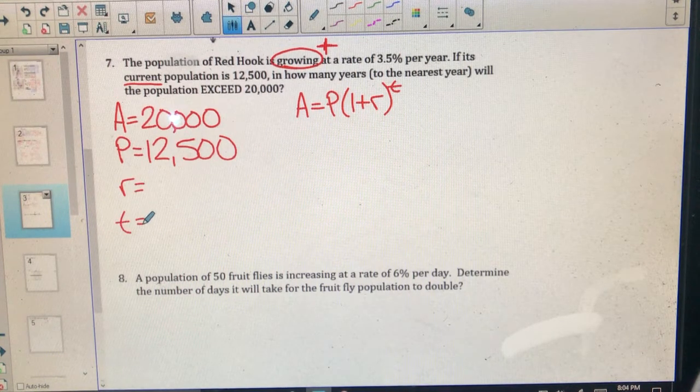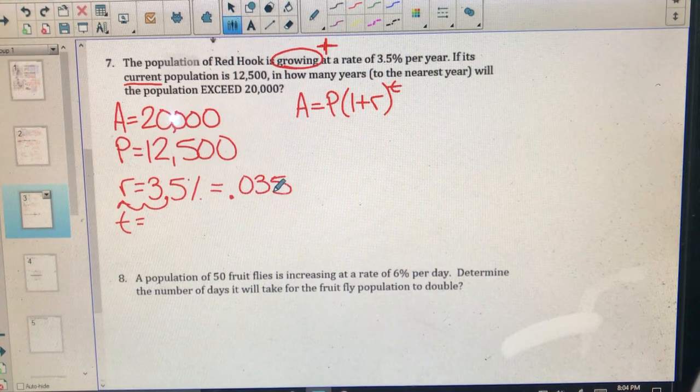Well, R is my rate written as a decimal. Now, it looks like the percentage is already a decimal. It says 3.5%, but I have to get rid of that percent symbol by either dividing that percentage by 100 or moving the decimal point 2 places to the left. I would end up with 0.035 as my R to be plugged in.